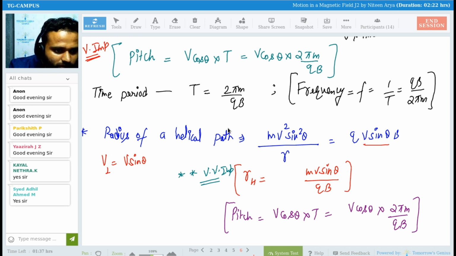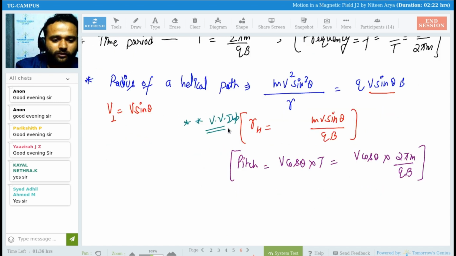No doubt, sir. What this particular Russian, if R changes, won't T also change, sir? Yes, beta, but R is not changing here. See, you cannot have R in this. Simple thing, in time period.